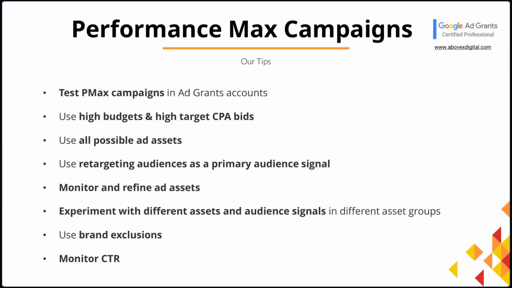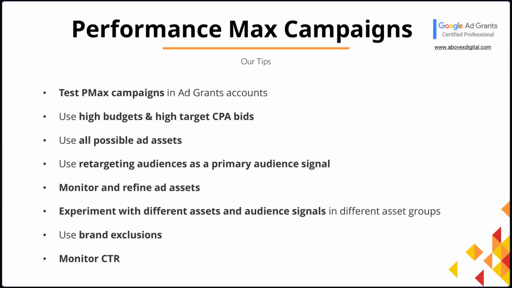Experiment. I've already mentioned that you can create different asset groups, right? So that's also a good way for you to experiment. And you can use brand exclusions. I haven't shown you this, but when you go into settings at the campaign level, you can use brand exclusions. So if you don't want your ads to appear, for instance, on websites related to certain brands, you can add those brand exclusions, and then your ads won't appear there.